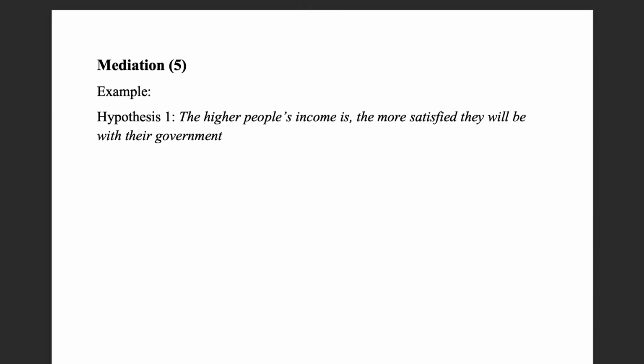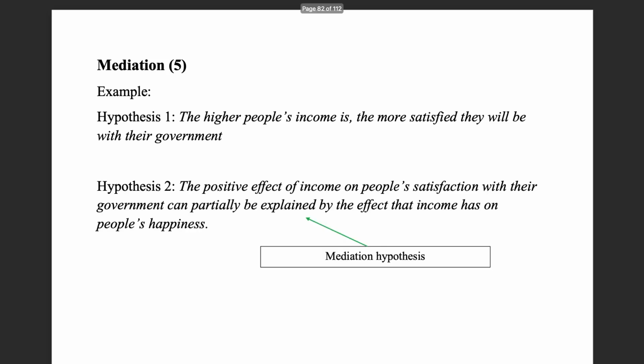So again, this was the abstract. Let's go into a concrete example. Let's say I have a theory that tells me that the higher people's income is, the more satisfied they will be with their government. So that might be my main first hypothesis, but let's say that my theory also tells me, well, the reason why this is the case, so the causal mechanism behind that, is because more income makes people happier. So the more income people have, the more happy they are overall. And happy people are just happy with everything and satisfied with everything.